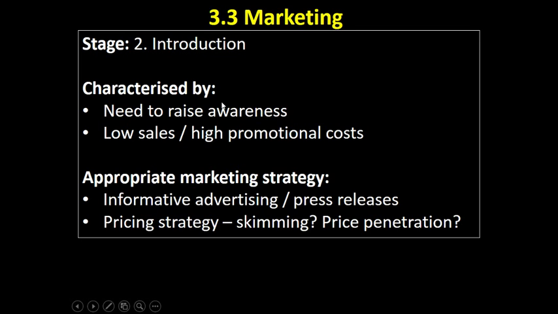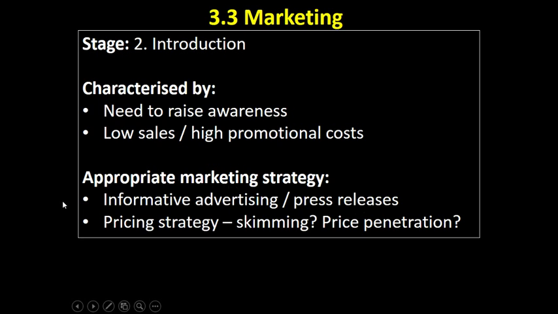Next stage is introduction. So this is characterised by a need to raise awareness. The introduction stage is when the product is released for general sale. Generally we're going to see quite low sales at first and high promotional costs. So the business is trying to raise awareness.